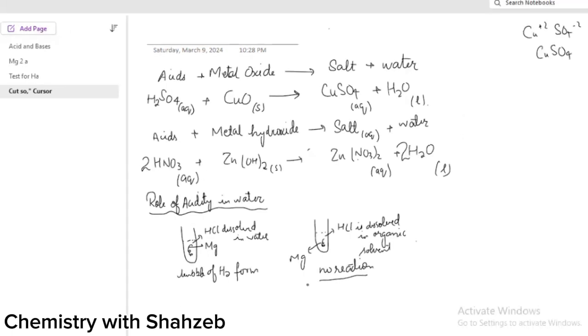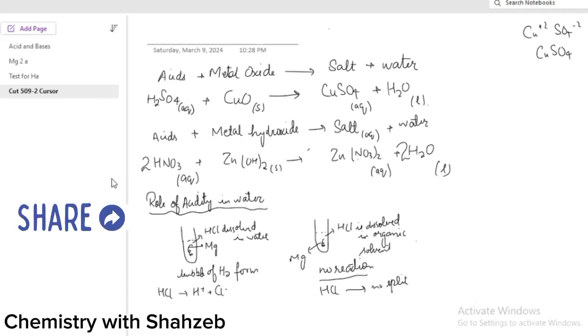So we were discussing the role of acidity in water. What happens when HCl is dissolved in water? Only in that condition it would be able to produce hydrogen gas. The reason is that only when HCl is dissolved in water would it be able to release hydrogen ions. When it is dissolved in organic solvent, it would not be able to split up into ions. So no split would occur over here. That is why it is important for an acid to be dissolved in water.